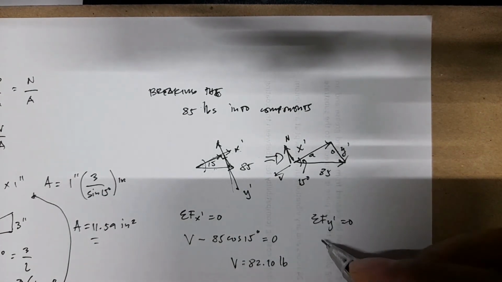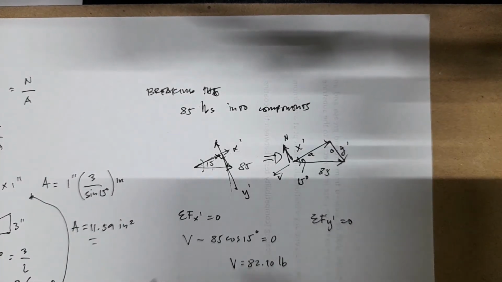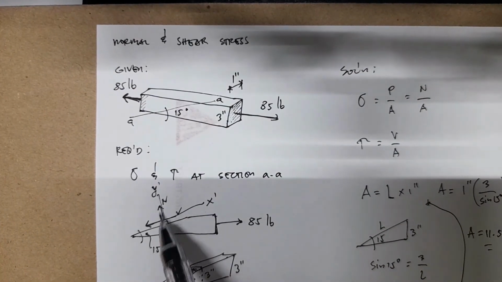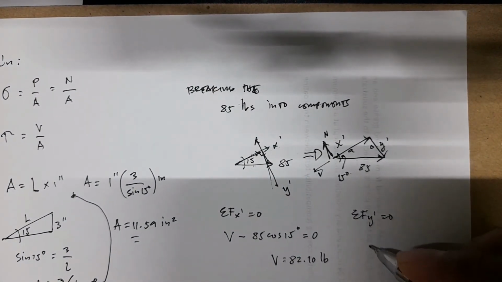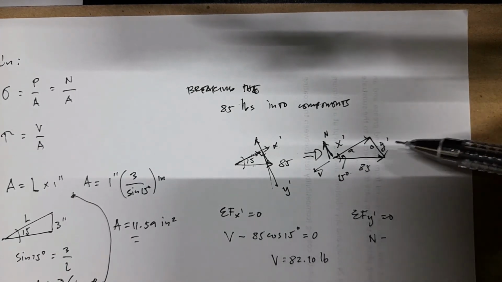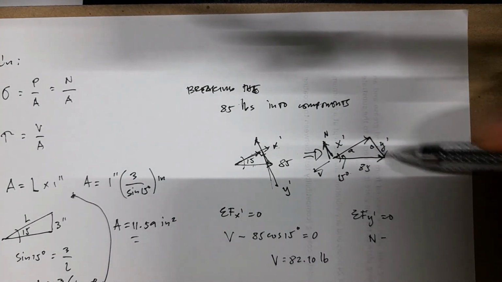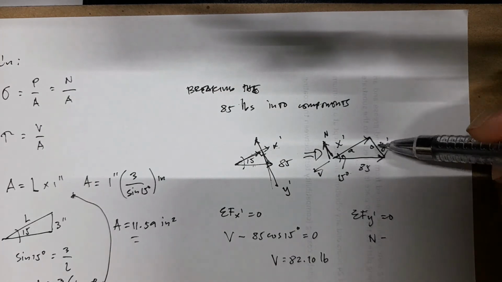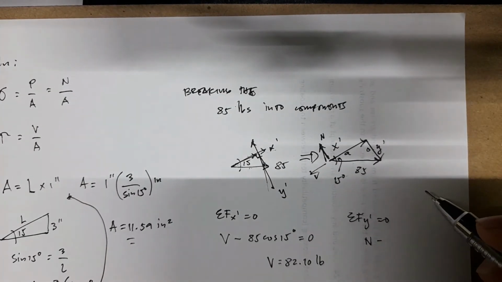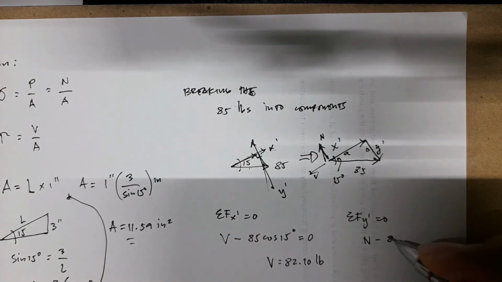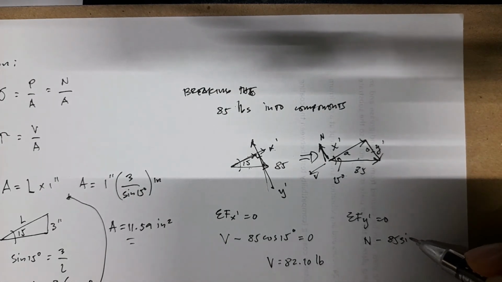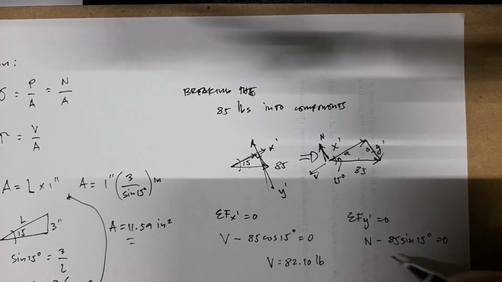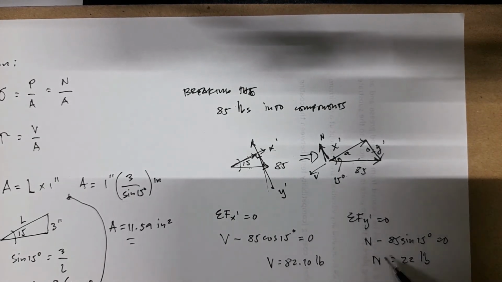Summation of forces along the y prime direction equals 0. You have the N. Going back to the original, in the y prime direction you have the N, and also the component of the 85 pounds in the y prime direction. Again, you have the opposite side. The 85 component is directed in the negative y prime direction, while N is directed in the positive y prime direction. This is opposite over hypotenuse, so 85 sine 15 degrees equals 0. So N is now equal to 22 pounds. Now we have the N and we have the V.